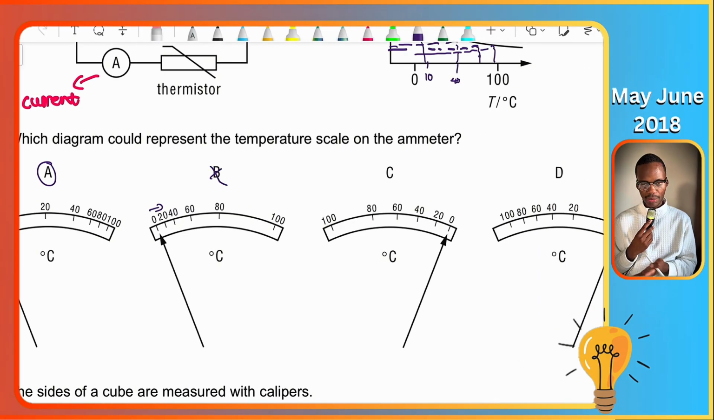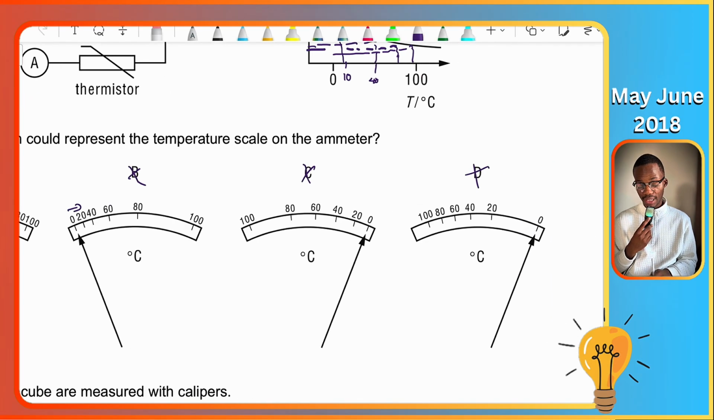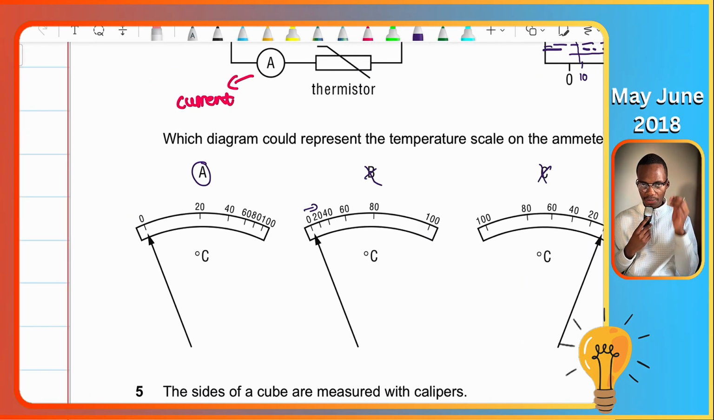Then at C, it doesn't make sense. You can't start at fully deflected. Like, what are we doing here? The same at D, we're starting fully deflected. So your correct answer is going to be A. So keep this in mind.